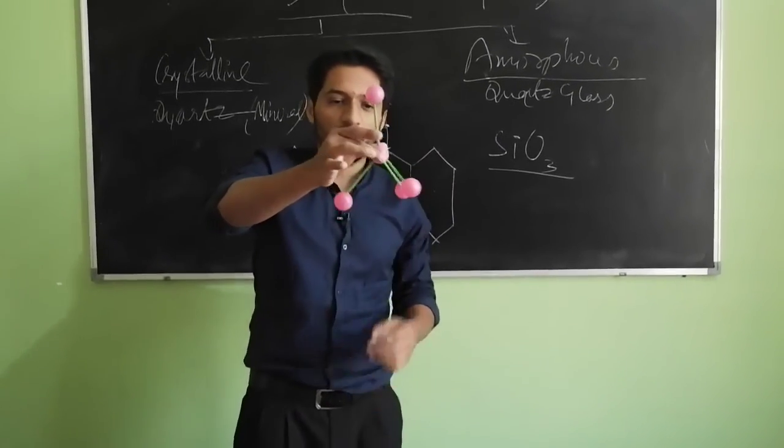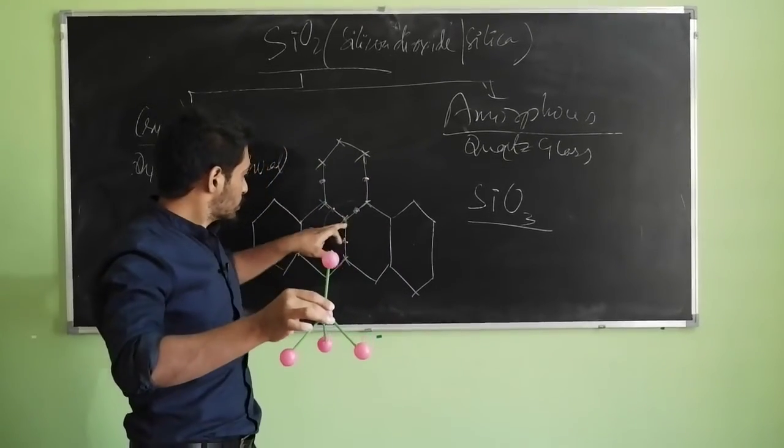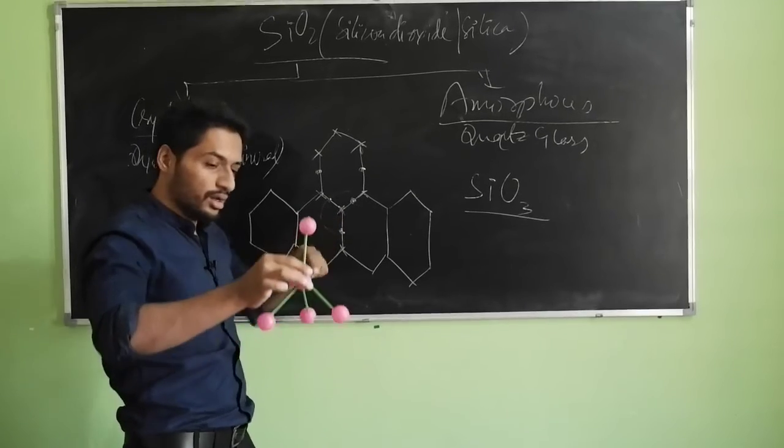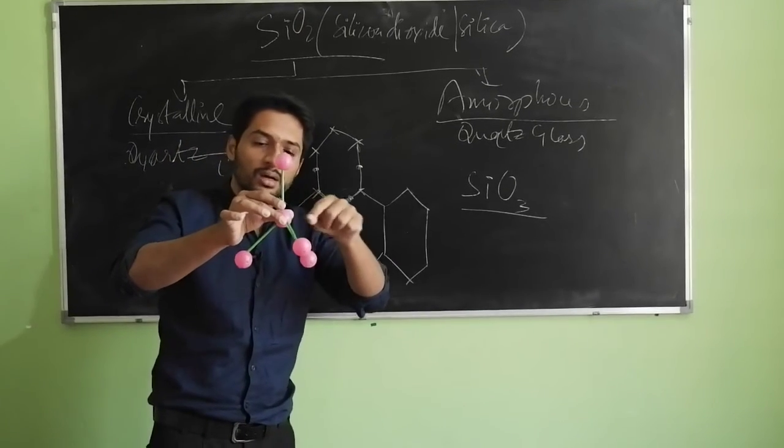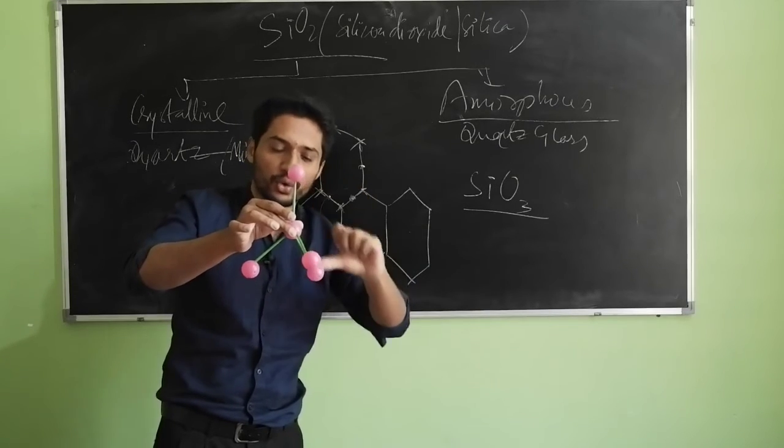So this is what we call a tetrahedral. Alright, so this is what happens. Silicon is at the center. That's where silicon is at the center. All of them are not equal in shape. Silicon is smaller as compared to oxygen.